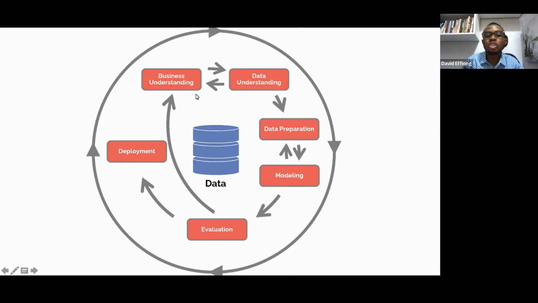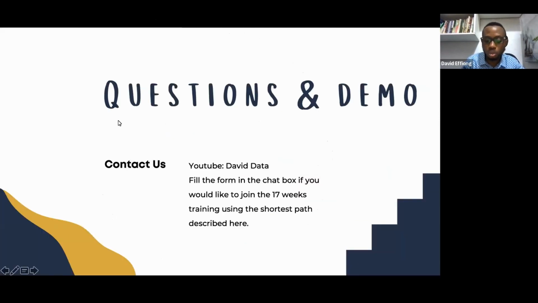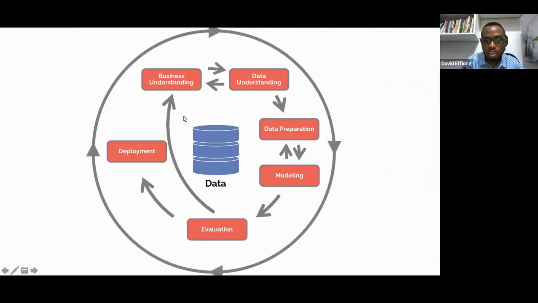In other words, once you start analyzing data, you don't just go into modeling and building visuals. You need to understand the business properly, understand the data properly, prepare it, clean it, take away the noise, prepare your data, model it, evaluate it, and then deploy it.